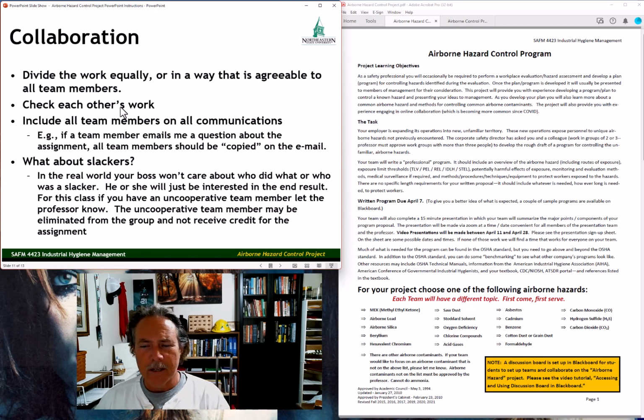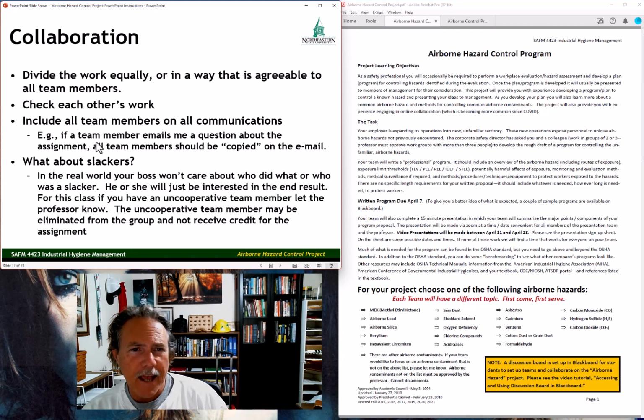Maybe one student does this section and he shows the work he's done to another student. That student looks at it and gives feedback. Try to make this a true collaboration, not just divide it and you just do your own thing and then you come together and write the paper. Keep it collaborative. Truly work together. Help each other with each other's section. When you communicate as a team, include all team members on all communications.